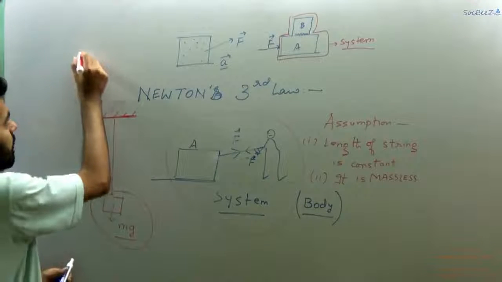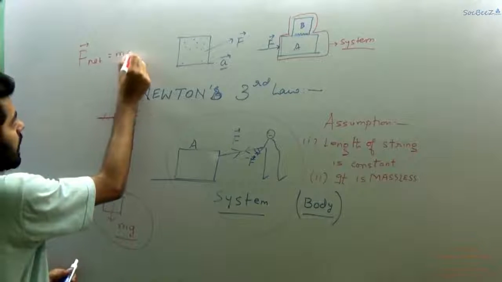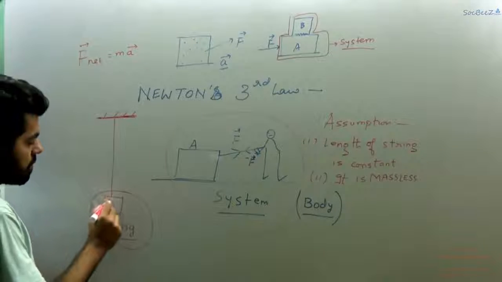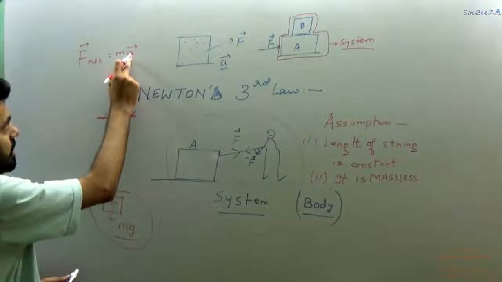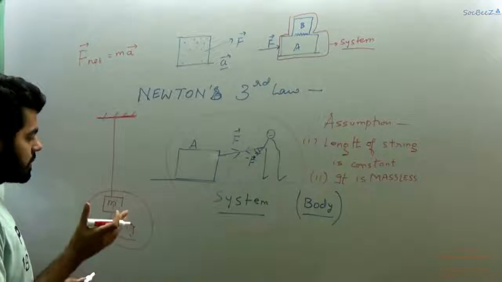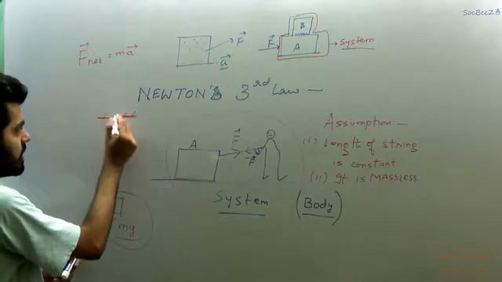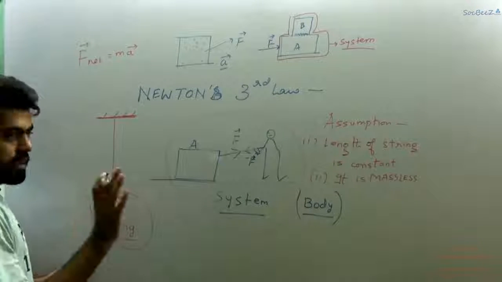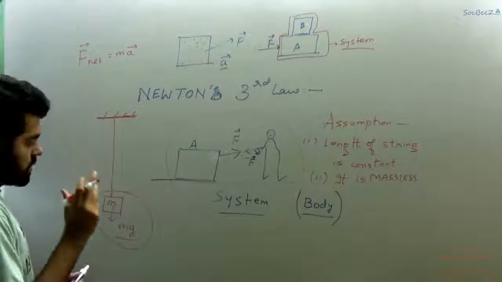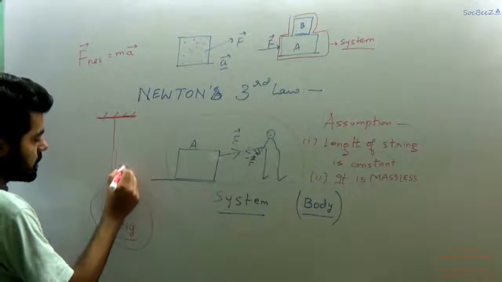But from Newton's second law, F net is equal to m into acceleration. So if mg, gravity, is the only force because of the virtue of mass, then there should be acceleration. But there is no acceleration. You must have seen such examples in your day-to-day life that if you tie an object with a string from a fixed ceiling, then that remains fixed. So ultimately there must be a force to balance gravity. So that force is actually your tension.